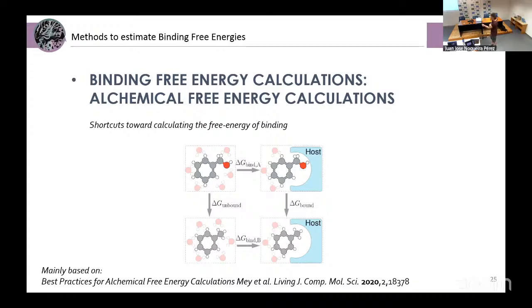Everything that I am going to tell is based on this article here, the best practices for alchemical free energy calculations, that is published in this journal. If you want to learn more about this, it has 50 pages with all the information and potential problems of these free energy calculations. So I really recommend this article. Okay, but before, let's just start. Which methods do you know to estimate the free energy?